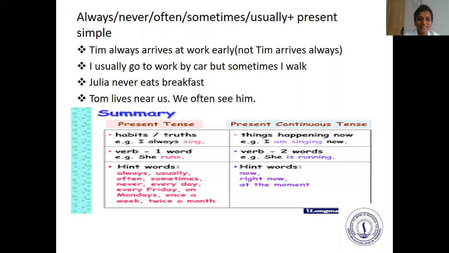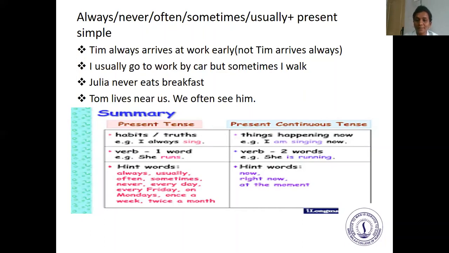So in the present tense, when you want to express your habit or any truth, then use always. I always sing. That's your habit. She runs. And hint words are always, usually, often, sometimes, never, every day, every Friday, on Mondays, once a week, twice a week. These all come under present tense. When you want to express your habit or truth, you can use these hint words.